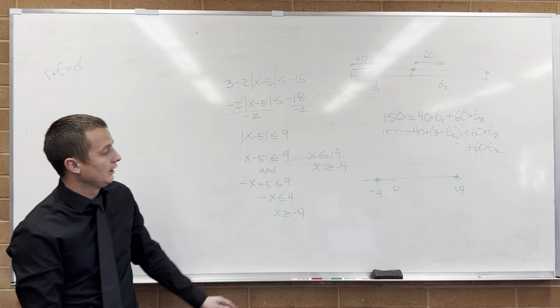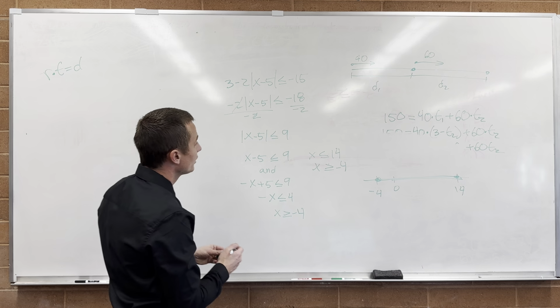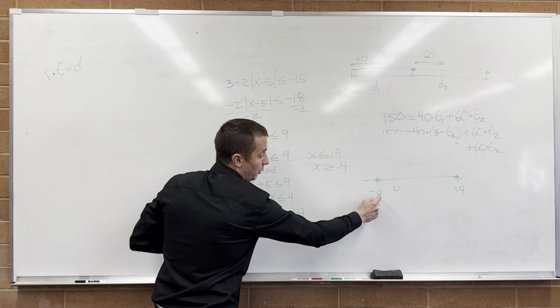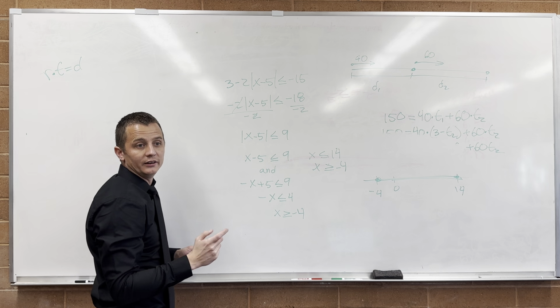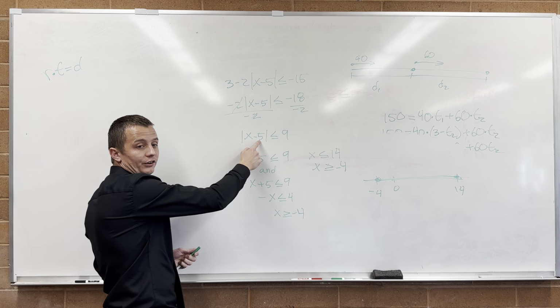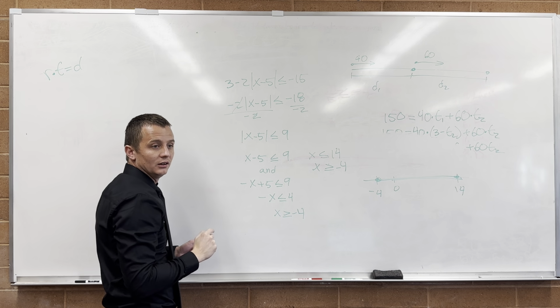You can always do a quick sanity check. Check your endpoints, plug them back into your equation, and make sure they work. So let's check it. Plug in negative 4. Negative 4 minus 5 is negative 9. Take its absolute value, that's a 9. Is 9 less than or equal to 9? Yes, so that one works.